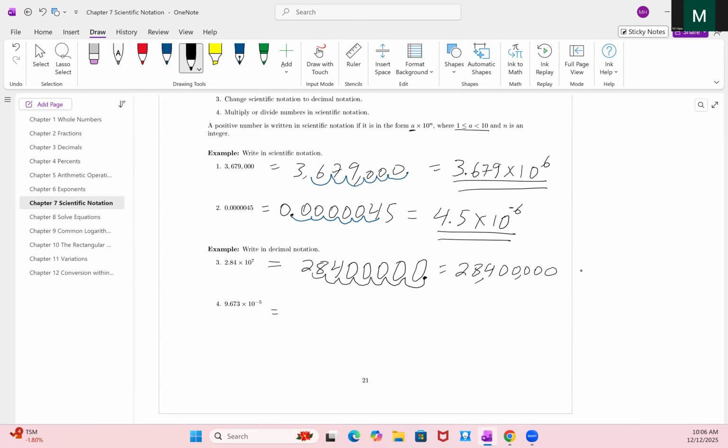For the next number, since the exponent is negative, we move the decimal to the left 5 places. The decimal right now is here. Moving it to the left, because the exponent of 10 is negative, that indicates the decimal needs to be moved to the left 1, 2, 3, 4, 5 places. So now we have 4 zeros, and this becomes 0.1234967. So this is the answer.